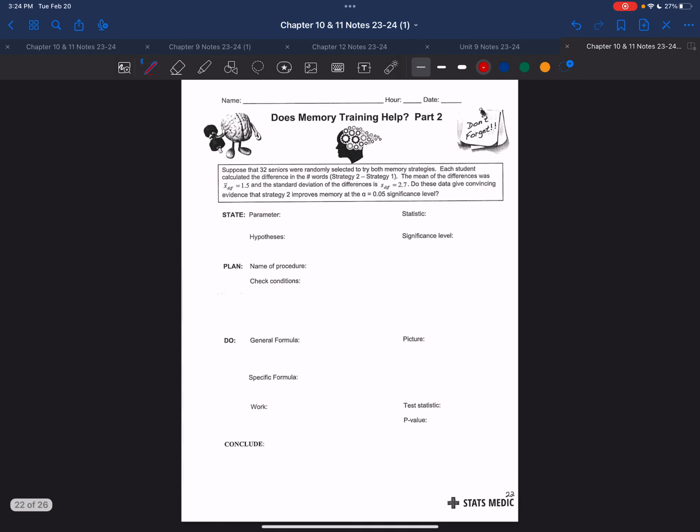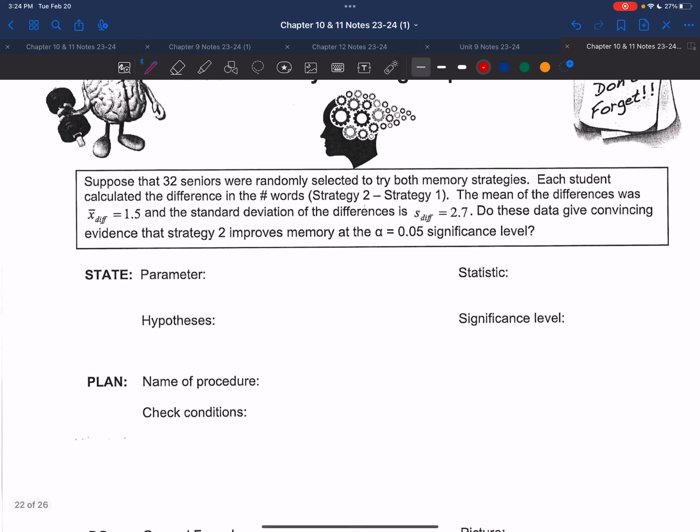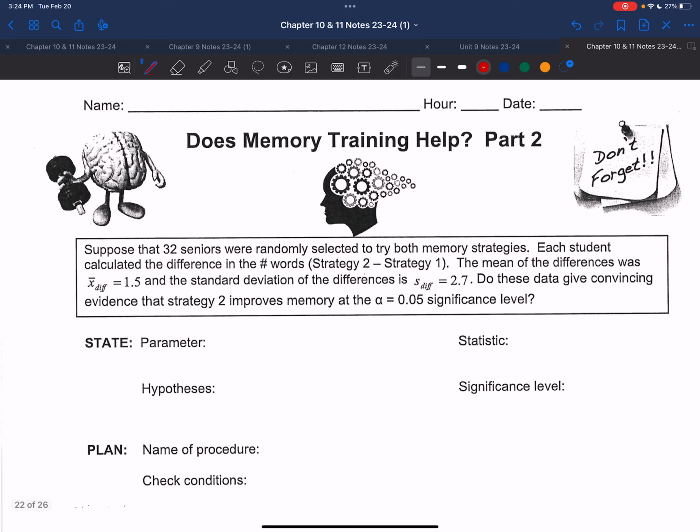Last thing we're going to talk about, it says, does memory training help? Part 2. Suppose that 32 seniors were randomly selected to try both memory strategies. Each student calculated the difference in the number of words, strategy 1 minus strategy 2. The mean of the differences was x bar diff equaling 1.5. Standard deviation was s diff equaling 2.7. Do these data give convincing evidence that strategy 2 improves memory at the 5% significance level.